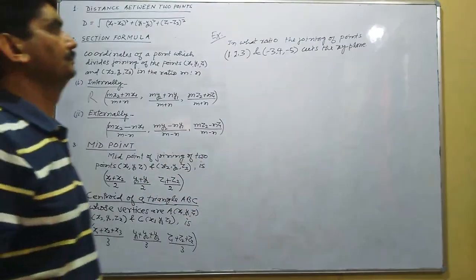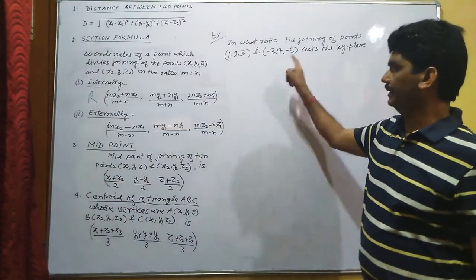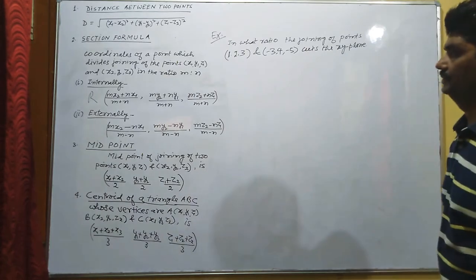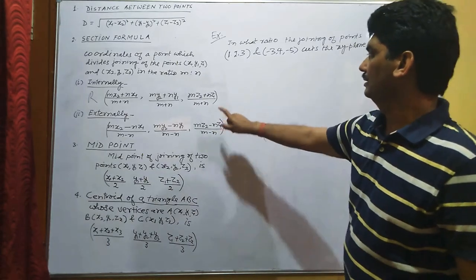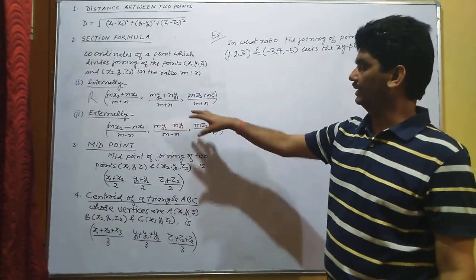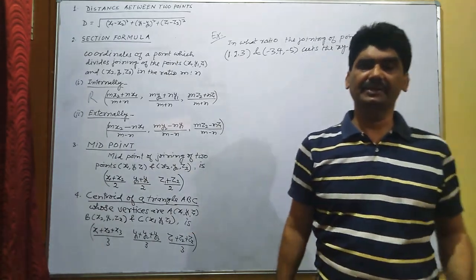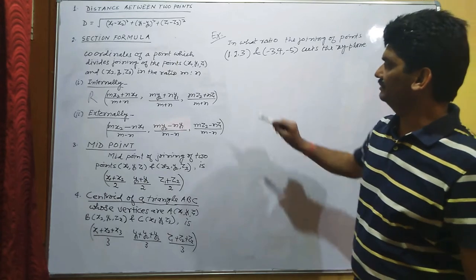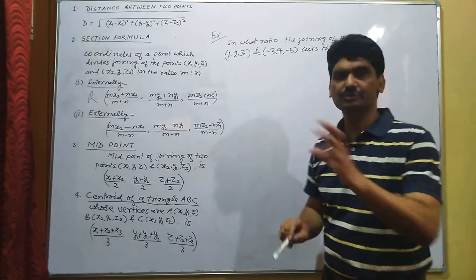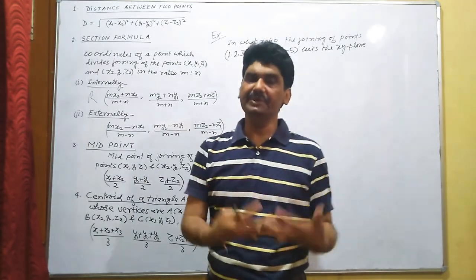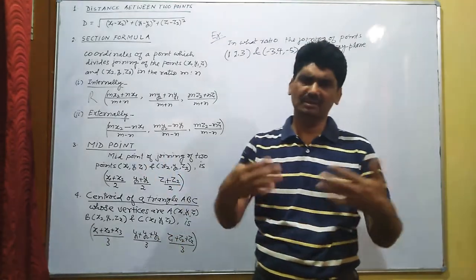But next, application of this formula: as in the case of distance between 2 points, the section formula is used. First, find the coordinates of the point which divides the joining of given points in the given ratio. And second, an important problem based on this formula, to find the ratio in which the given point divides the joining of given points, or many other problems.